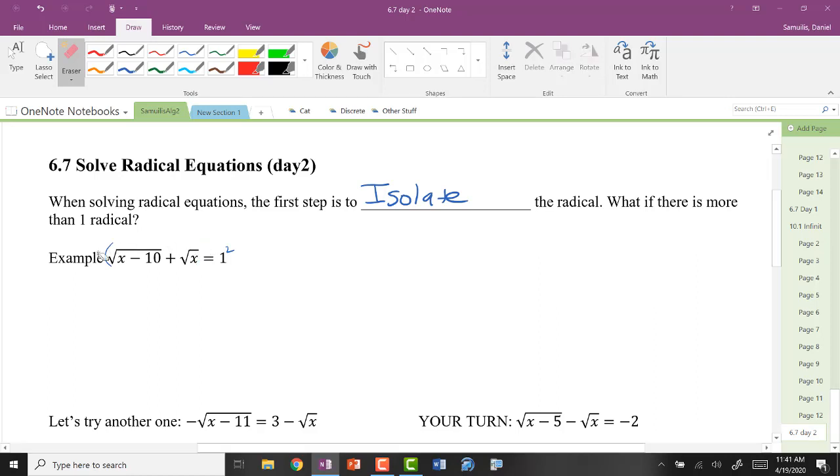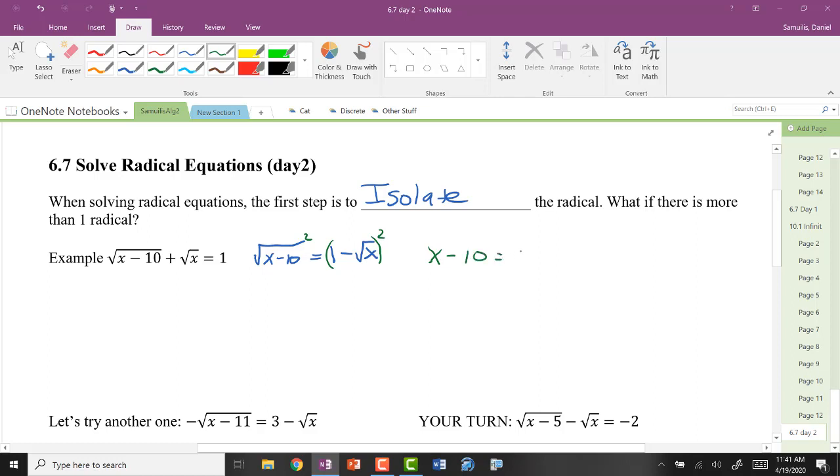What we're going to do actually is get the radicals on opposite sides of each other. I promise that it is easier to do it that way. So we're going to subtract the square root of x to the other side. When I do that, I end up with the square root of x minus 10 equals 1 minus the square root of x. Now I still want to square both sides so I get rid of that radical. But once again, I need to square the entire side. So that means that I'm going to end up with x minus 10.